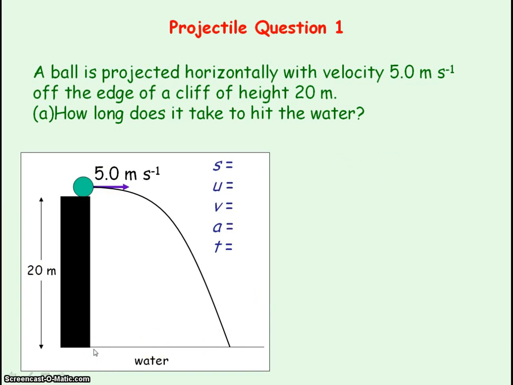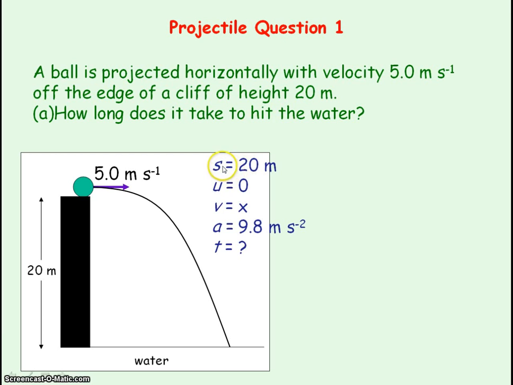And for vertical motion, we use the SUVAT equations, the equations for uniform acceleration. So s vertically is 20 meters. Vertically, u equals 0. The initial velocity is 0 because the ball is being projected horizontally. Final velocity vertically, we don't know. The vertical acceleration is due to gravity, so is 9.8 meters per second squared. And we're trying to determine time t.